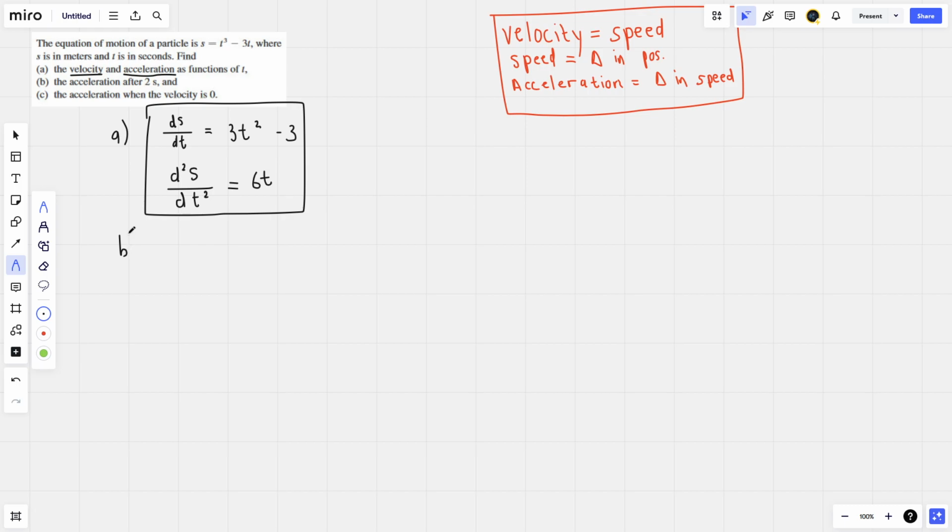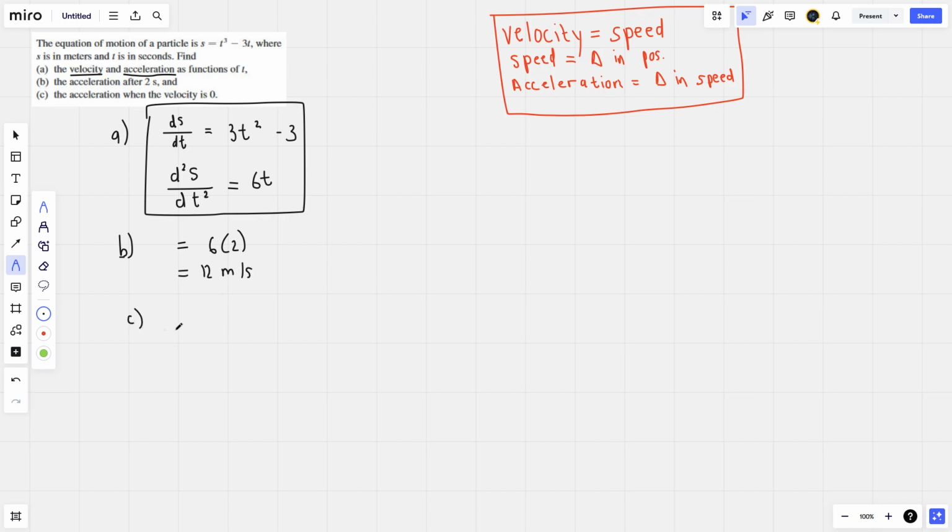So next, B. And B says the acceleration after 2 seconds. Well, I've just calculated my function of acceleration, and I know that t is in terms of seconds. So I'm going to plug in 2 where t is, and that'll be 12 meters a second, because we know that this is moving in terms of meters every second, as stated in the question, where s is in meters.